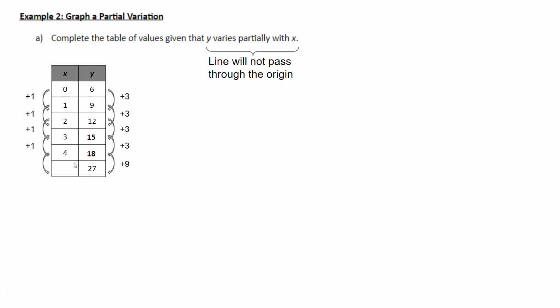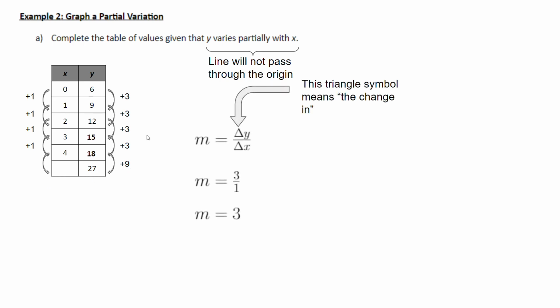Now, how can we figure out which value of x will give us a value of y of 27? So we find our slope, or our constant of variation, which is found by finding the change in y divided by the change in x. This triangle, by the way, is the Greek letter delta. And in math, we use this letter to mean the change in. So when I say delta y, I mean the change in y. So this change in y over the change in x is the same thing as the rise over run. And now we have a rise of 3 and a run of 1. So we have a slope of 3, or a constant of variation of 3.